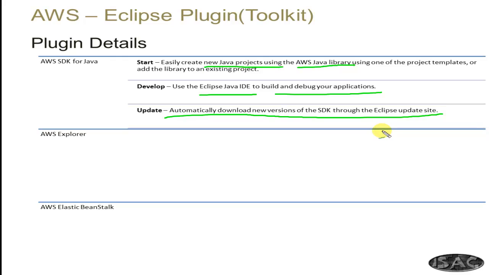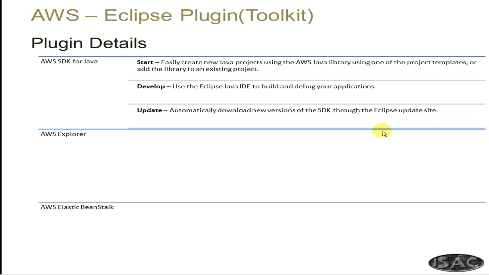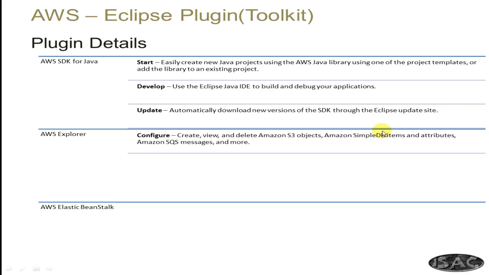Let us see AWS Explorer. It helps you to create, view and delete Amazon S3 objects. So you can see all of the objects just like folders and files. The way you manage all the folders and files on your desktop, the same way you can manage all the folders and files in the Amazon S3 cloud using AWS Explorer. So that is the good part of this.